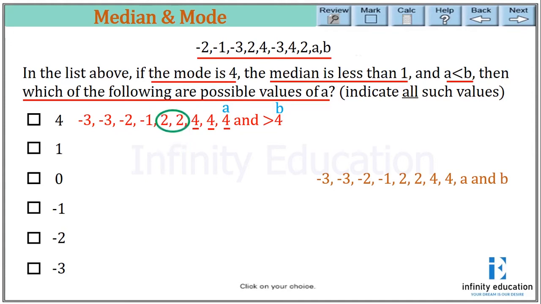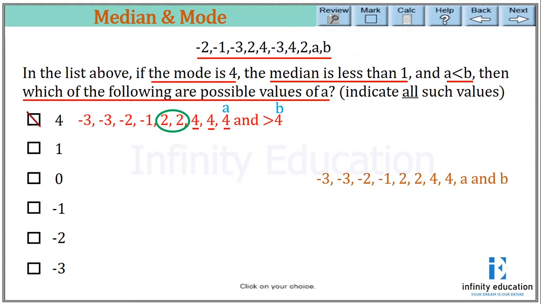And median should be the n by 2 comma n by 2 plus 1th term, that is the 5th and 6th term. So the average of 5th and 6th term, that is 2 and 2, should be 2. But I need the median less than 1. So this cannot be the answer to the question. So I can eliminate.